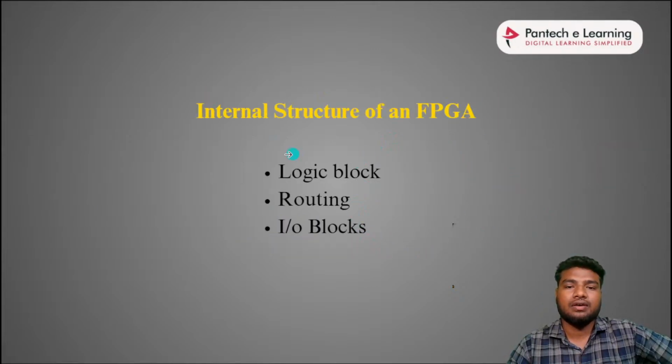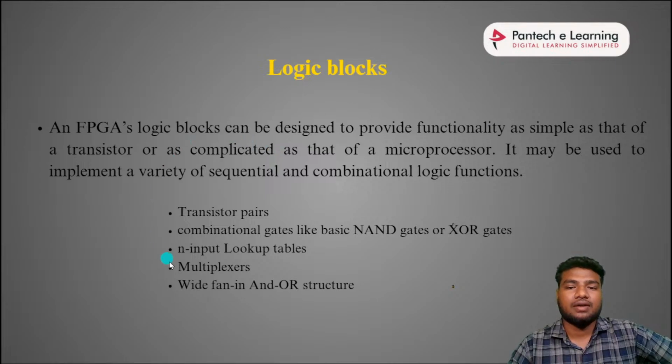So this is the internal structure of an FPGA: clock, logic blocks, routing, and IO. We know that these are the internal structure of an FPGA. The logic blocks, as I already said, are CLBs.